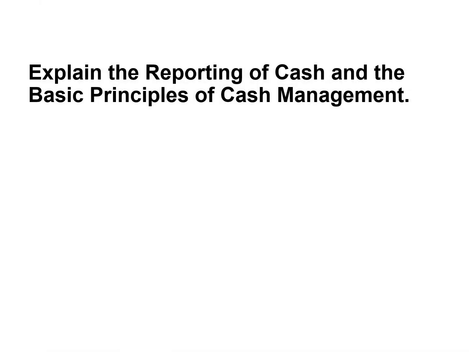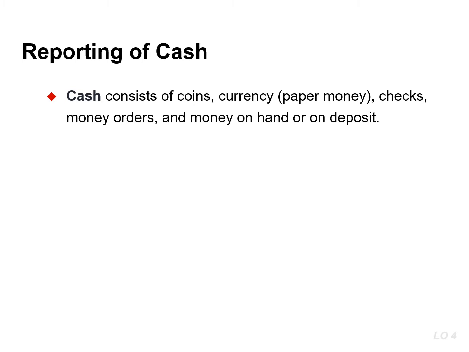This video will explain the reporting of cash, the basic principles of cash management, and briefly introduce a cash budget. Cash consists of coins, currency, checks, money orders, and money on hand or on deposit. Checks that are dated later than the current date, a post-dated check, are not included in cash.